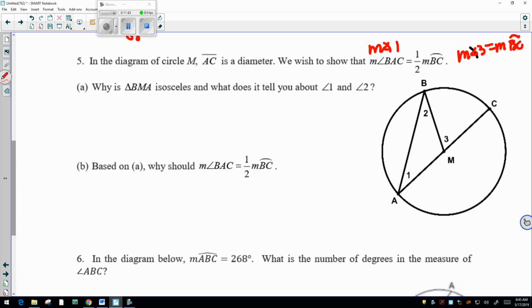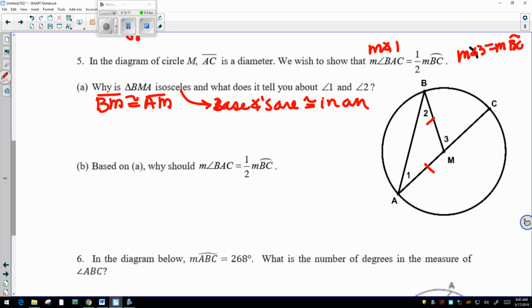Okay, so why is triangle BMA isosceles? Well, again, BMA is isosceles because I have two radii that are congruent. I know that BM has to be congruent to AM since they're both radii of the circle. That makes it isosceles, and since this triangle is isosceles, then we know base angles are equal in an isosceles triangle. So that tells us angle 1 and angle 2 have to be equal.